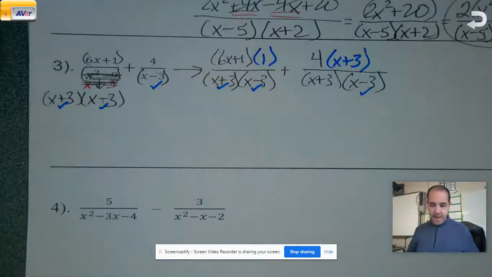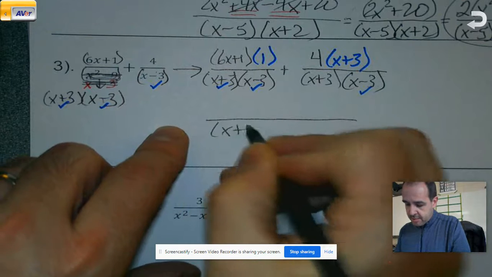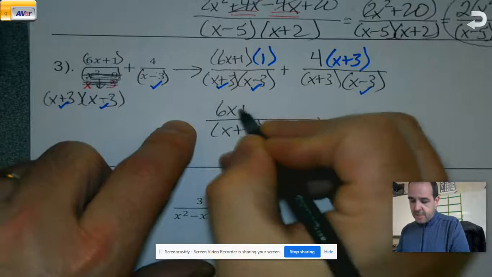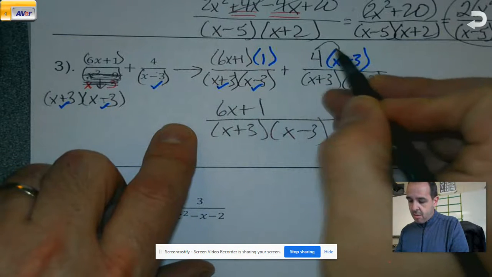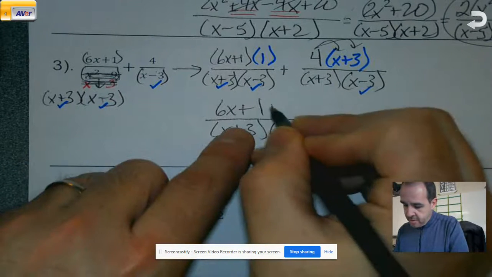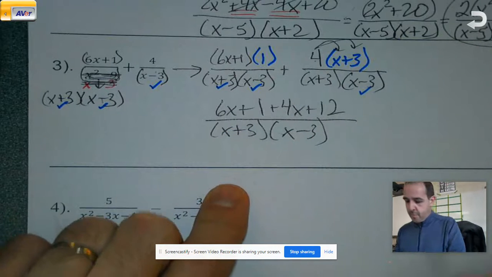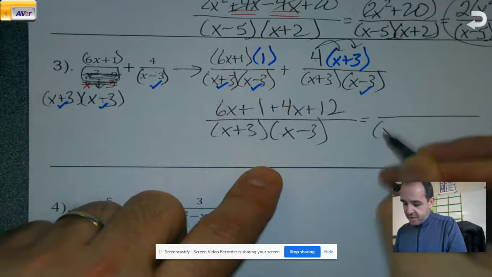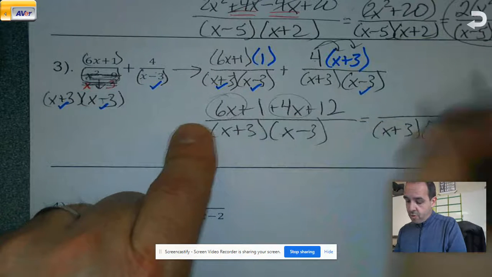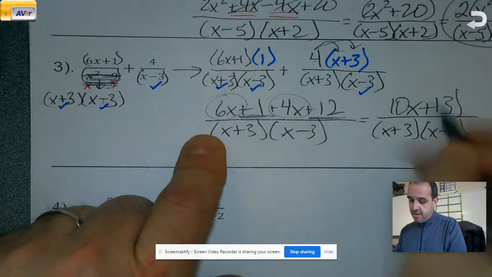Simplify the numerators, okay? Well, here, let's see. One big fraction, x plus 3, x minus 3. Distributing 1 really doesn't do anything, so 6x plus 1. But here, the 4 distributes, and it was plus. I don't have to do any sign changes or anything. So plus 4x, 4 times 3 is 12. And combine like terms, just like we normally would with anything algebraic. 6x and 4x is 10x. 1 plus 12 is 13.